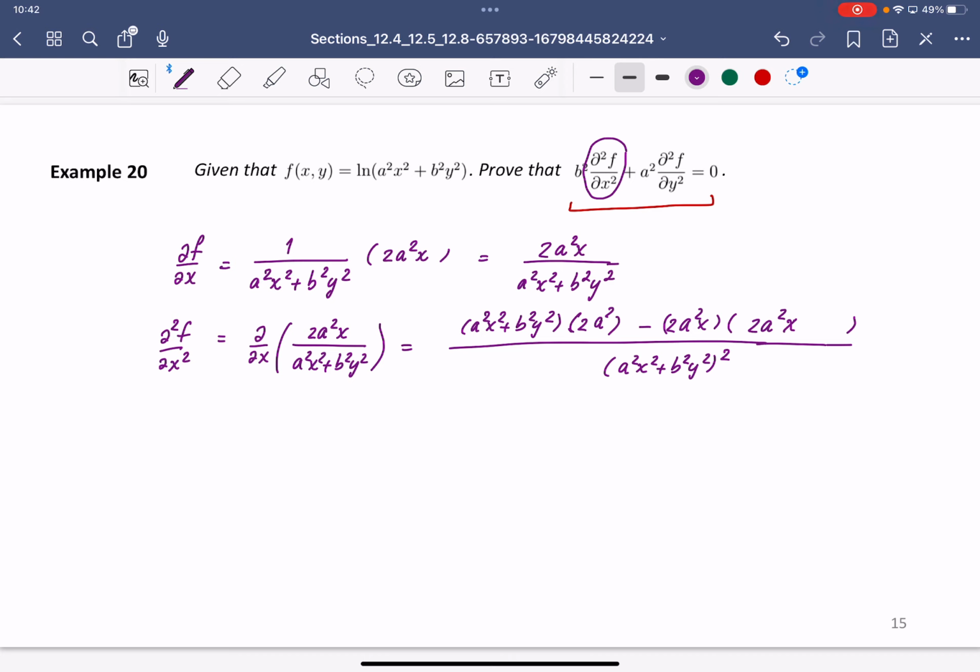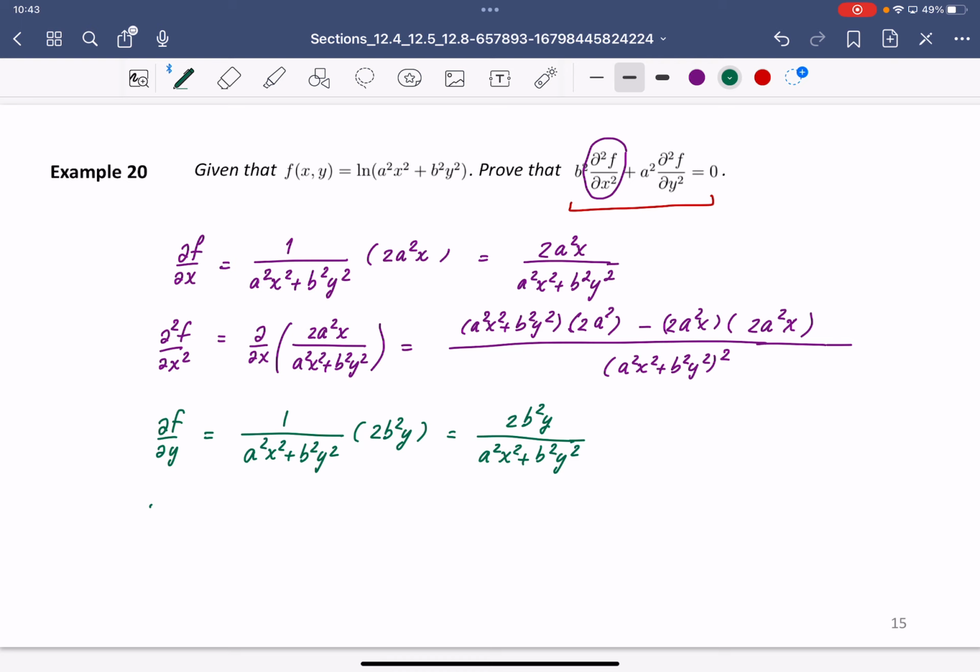Well, we hope that at the end they should cancel out something, but we're gonna keep it here first because at the end we expect something to cancel. So we're gonna continue differentiating f with respect to y. So once you did it with x, it's already good. So y should be similar to x. So a square x square plus b square y square, but this time you have 2b square y. Right, so you're gonna have 2b square y over a square x square plus b square y square.